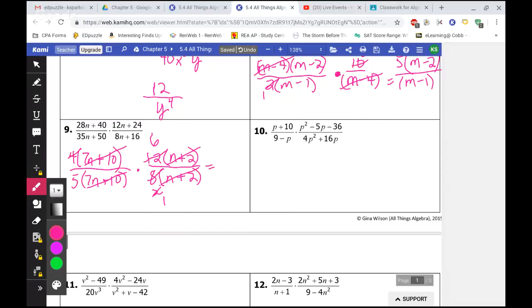So I have almost everything canceled out on the top except for a 6, and on the bottom we've got 5 times 1, which is 5. So beginning with all of that stuff up there, my final answer is actually that. Crazy, huh? Yeah.